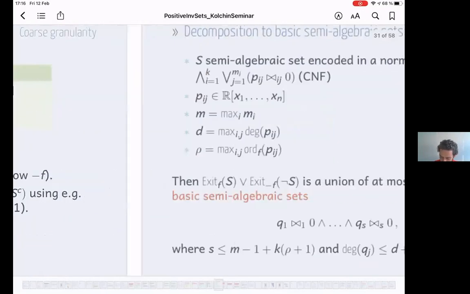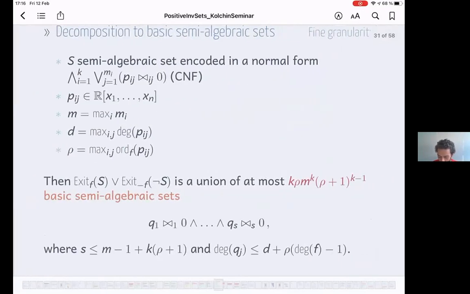But in fact, what I would like to terminate with probably is what's interesting about this idea of using exit sets. It's somehow a good balance between fine-grained. So in order to check that a set S, a big semi-algebraic set, is empty, I can decompose it into basic semi-algebraic sets and check for the emptiness of each component alone. But in general, the number of those basic semi-algebraic sets is exponential.